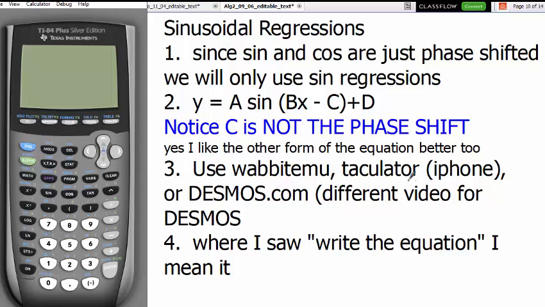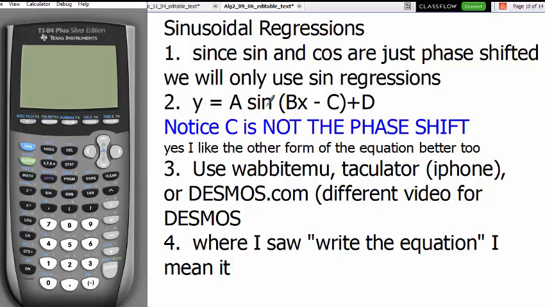Taculator is one that Jordan found that looks like it will work on the iPhone, very similar to this. And if you can't find any of those, please use desmos.com, and I will have a separate video for how to do those. So because sine and cosine are just shifted, we're only going to use sine regressions. The calculator will actually only give us that choice.